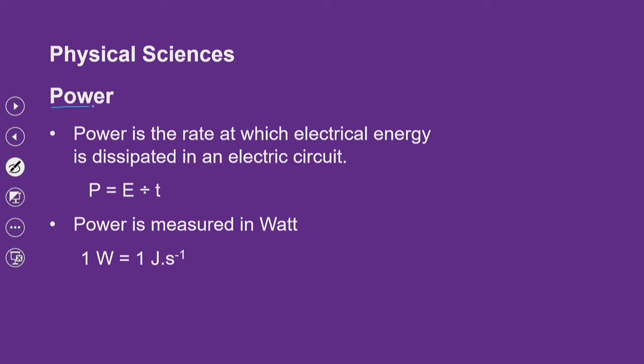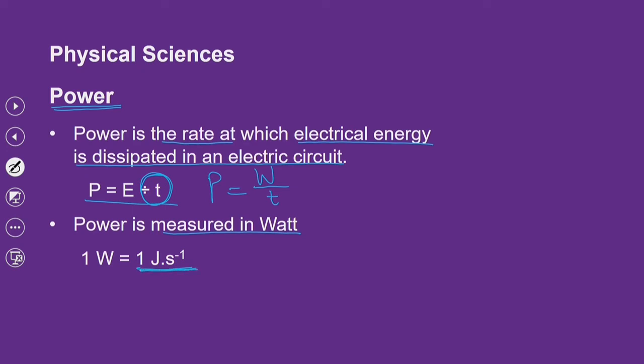So we need to talk about power. Now, what is power? Power is defined as the rate at which electrical energy is dissipated in an electric circuit. Anything to do with rate refers to divided by time. So power is equal to energy divided by time. Sometimes also written as power is equal to work done divided by time. Remember, work done is also energy. Power is always measured in watt, and 1 watt is equal to 1 joule per second.